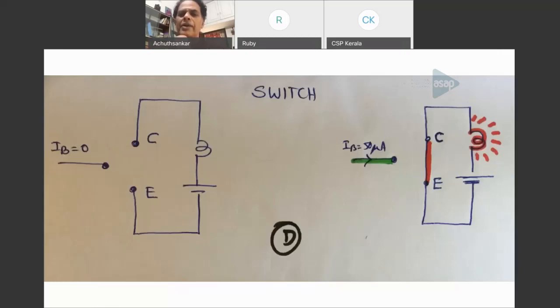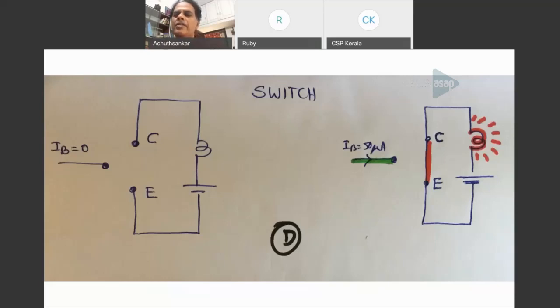And I have connected a bulb and a battery between the collector and the emitter. In the circuit, I have put a bulb and a battery. Obviously, the bulb will not blink, will not be bright, will not light up. Why? Because collector and emitter is open circuited, and therefore the bulb will not be bright.